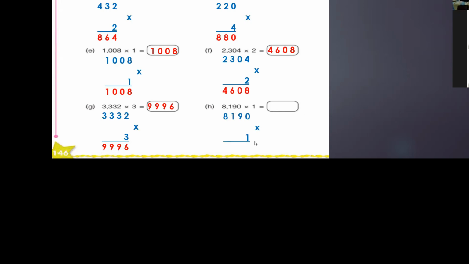And for letter H, we have 8,190 multiplied by 1. So let's multiply. 1 times 0 is 0. 1 times 9 is 9. 1 times 1 is 1. And 1 times 8 is 8. So the answer here is 8,190. The product of 8,190 multiplied by 1 is 8,190. Okay, so that is for exercise number 1.